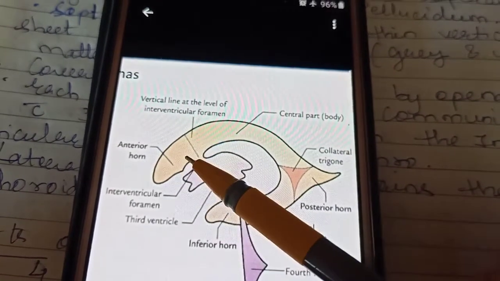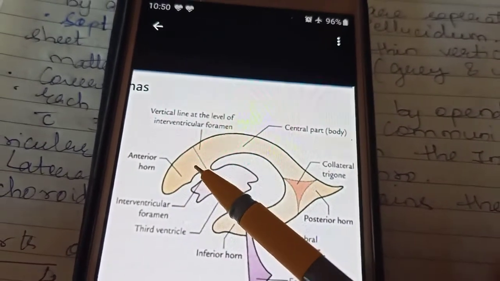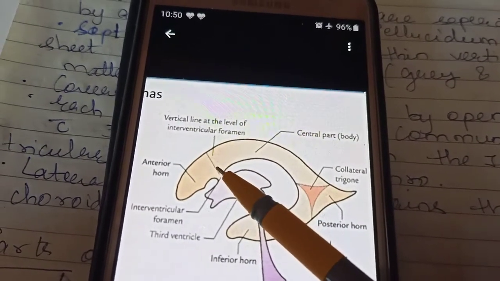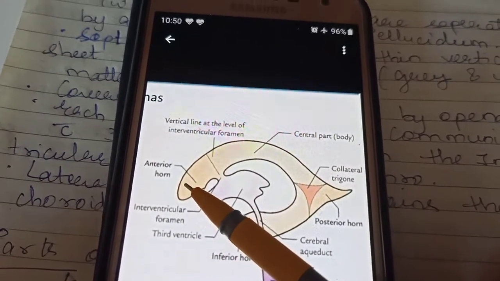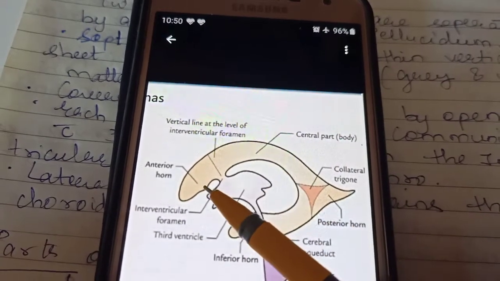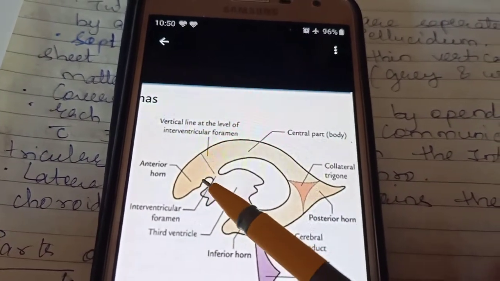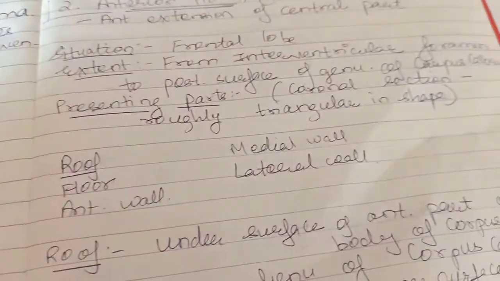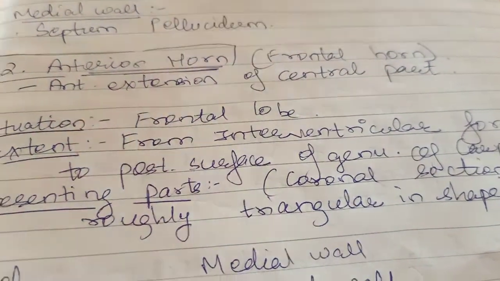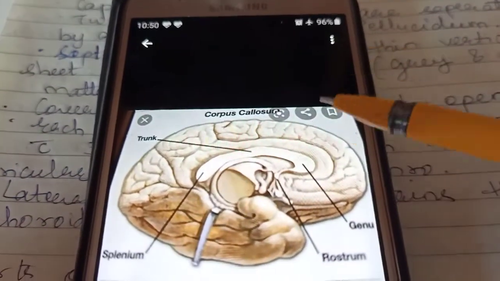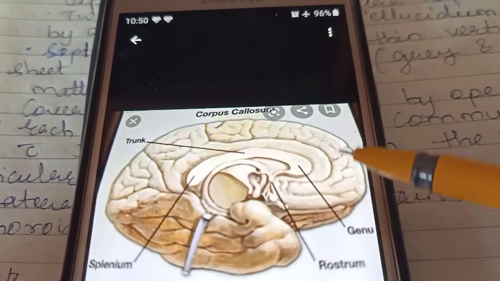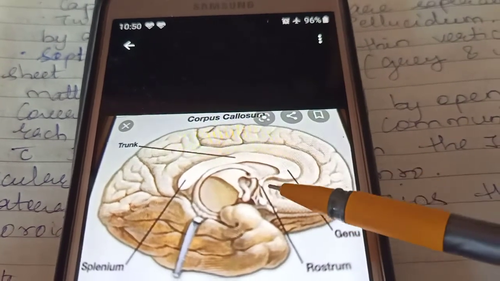Now we are talking about the anterior horn. So what would be the extent? It is from the interventricular foramen, this is the interventricular foramen, to the genu of the corpus callosum. Now if you imagine, this is the corpus callosum here, so anteriorly is the genu of the corpus callosum. So the location is the frontal lobe. If you see here also, this is the corpus callosum, this is the genu, and this is the frontal lobe.